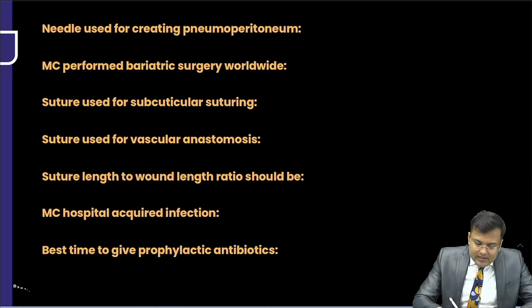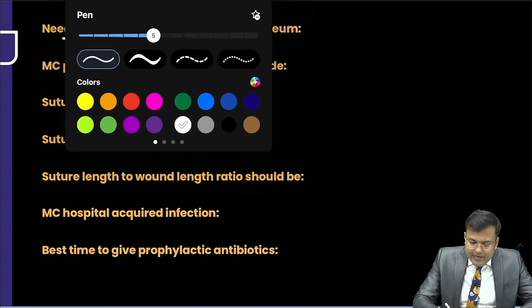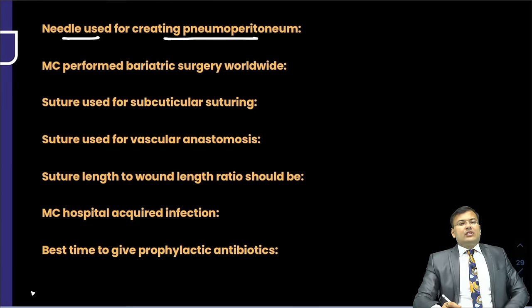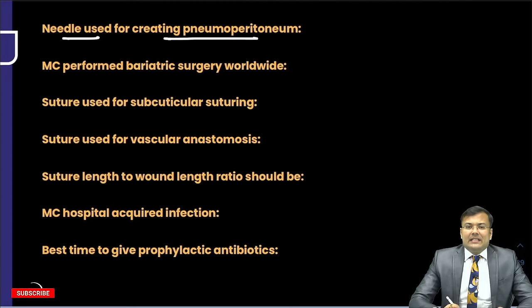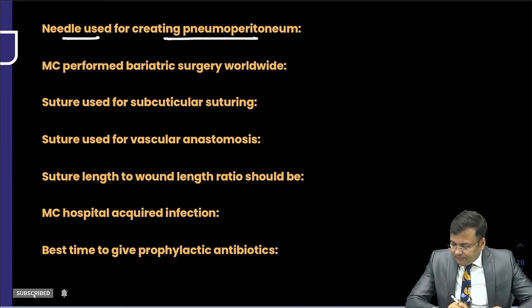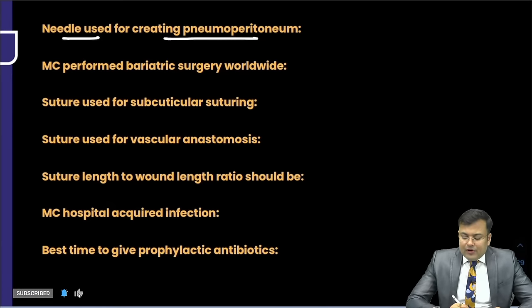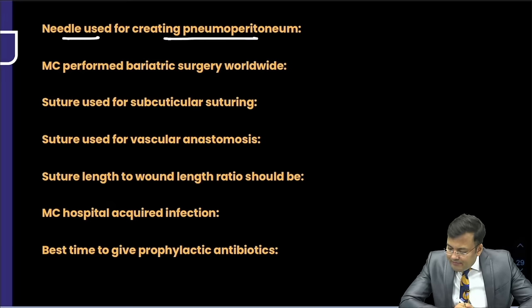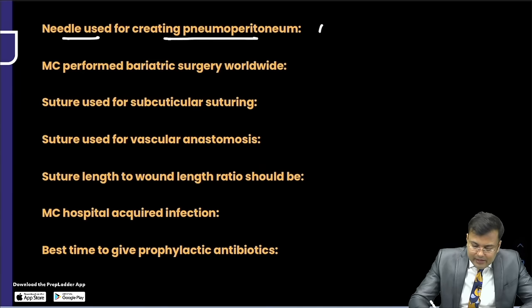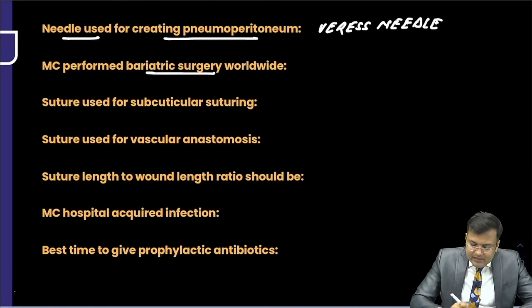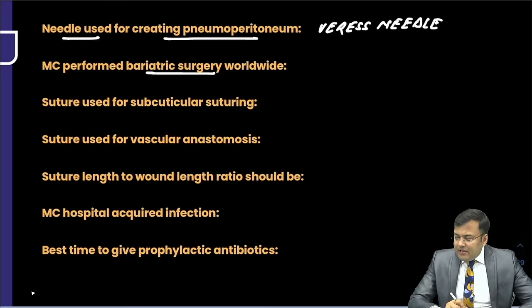Next, what is the needle used for creating pneumoperitoneum? This was an image-based question in AIIMS, INI-CET. Name of needle. Needle used for creating pneumoperitoneum. Veress, very good, Chirag Kumar Panda. It is Veress needle. Okay, next. What is the most commonly performed bariatric surgery worldwide?